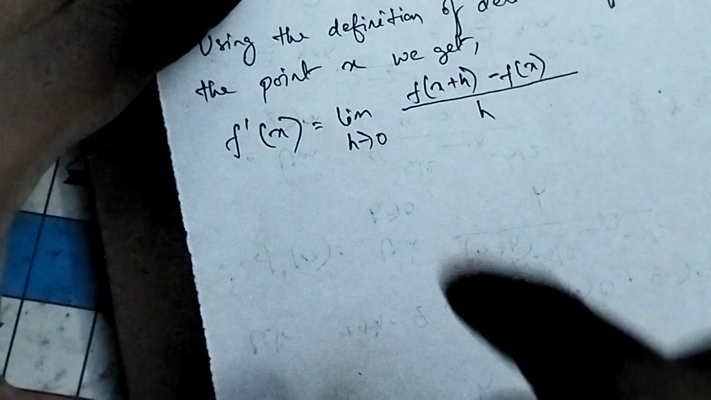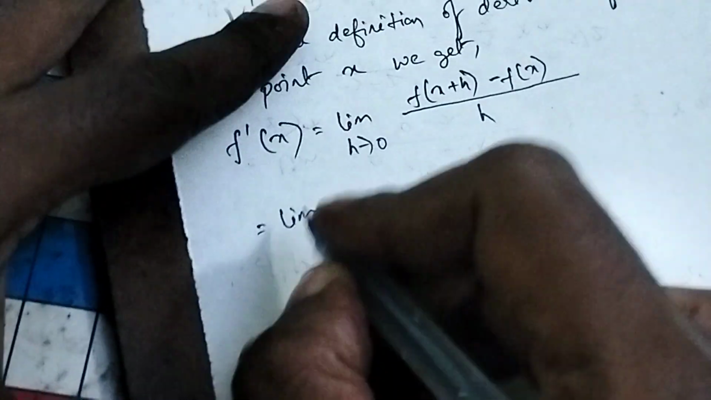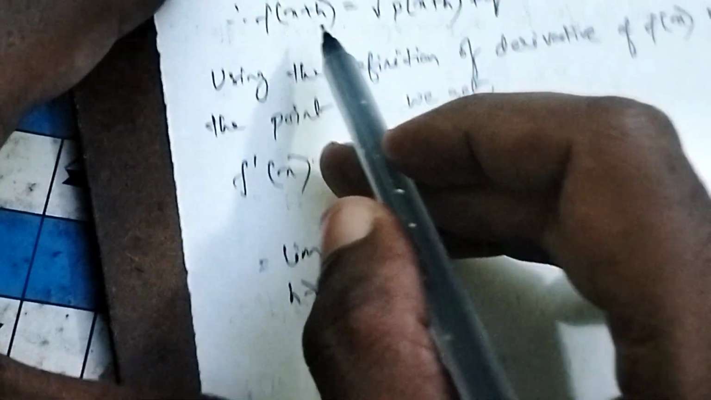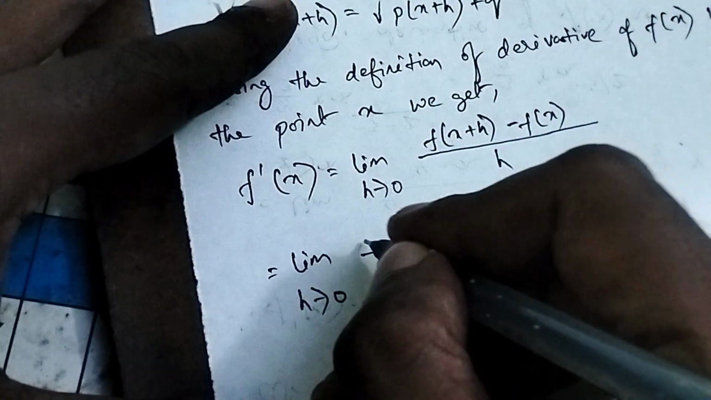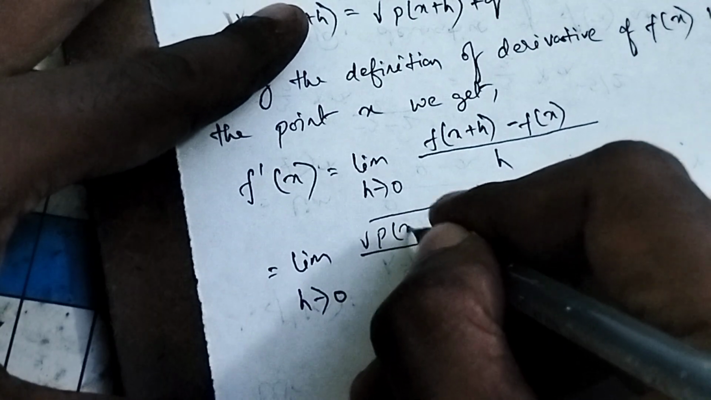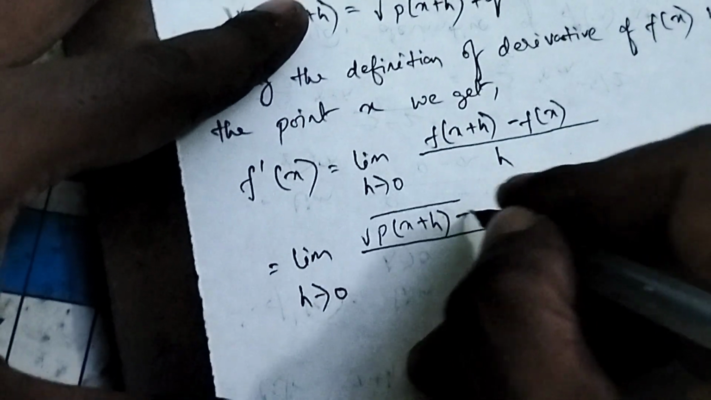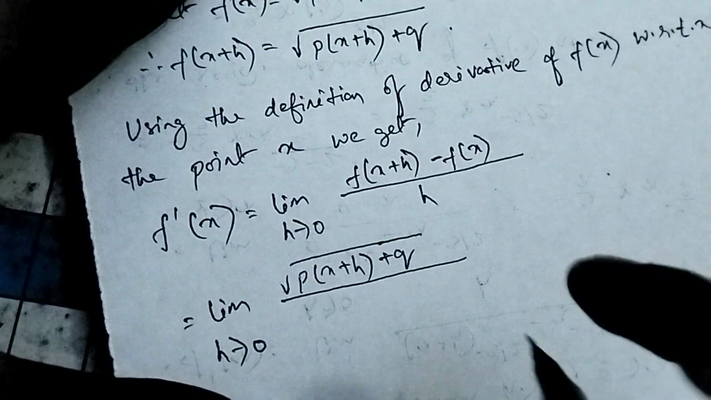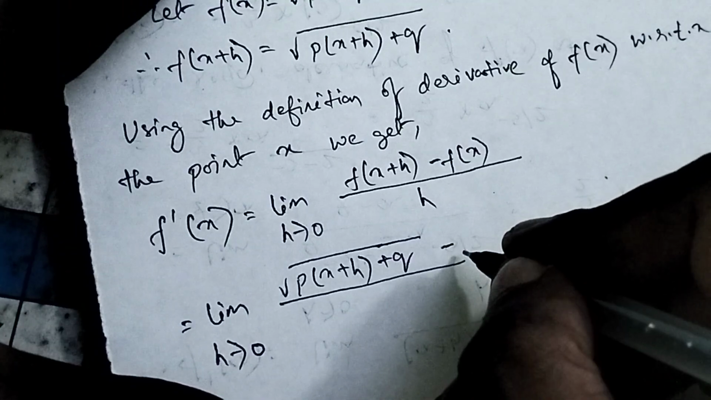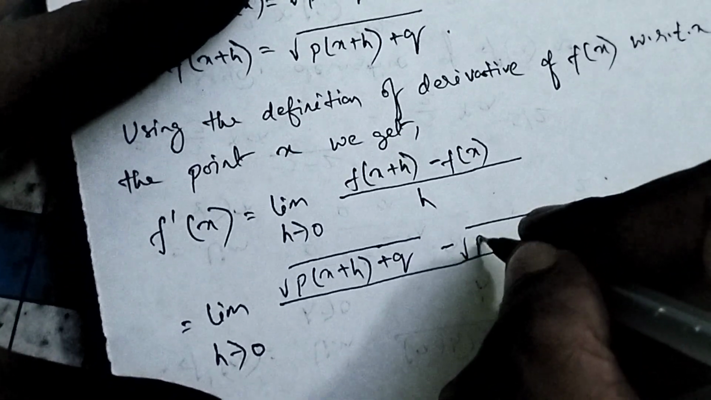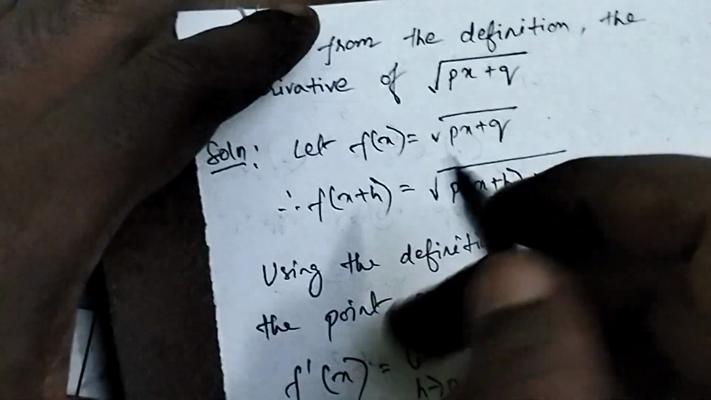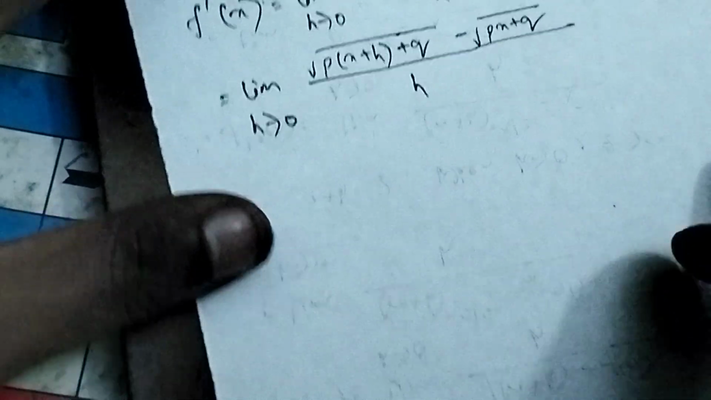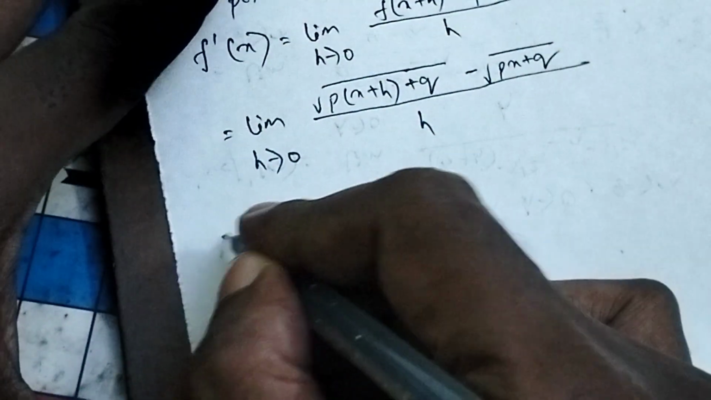Okay, so is equal to limit h tends to 0 f of x plus h is this one, under root p into x plus h plus q, okay, minus under root px plus q, clear, by h. So now this, what will you do?